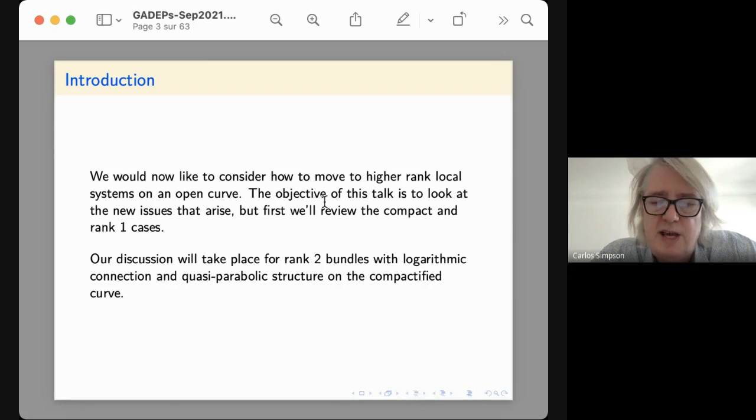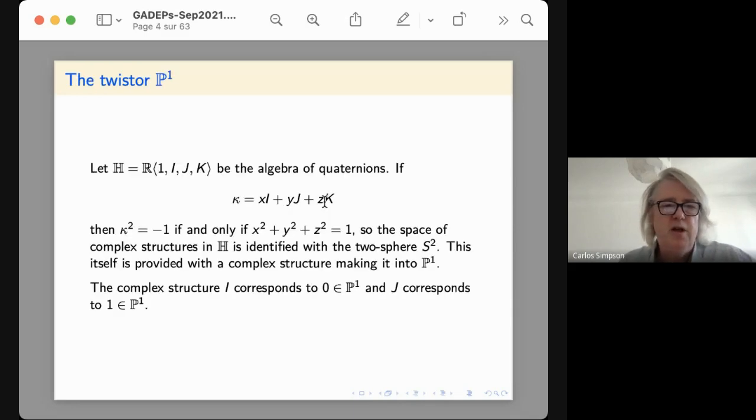So I'd like to discuss how to talk about those difficulties just in the case of rank 2 bundles. We're going to be talking about moduli of rank 2 bundles with logarithmic connection, and they're going to have a quasi-parabolic structure. Okay, so let's start from the classical case.